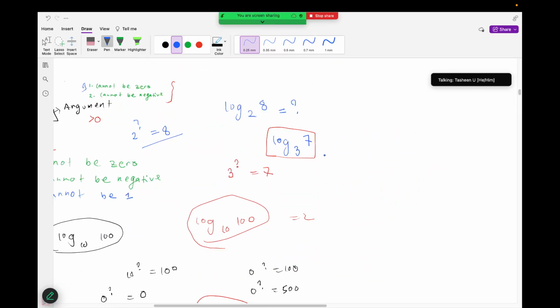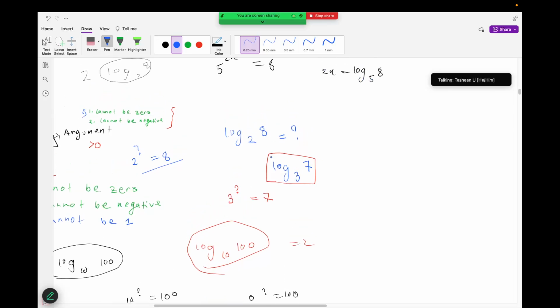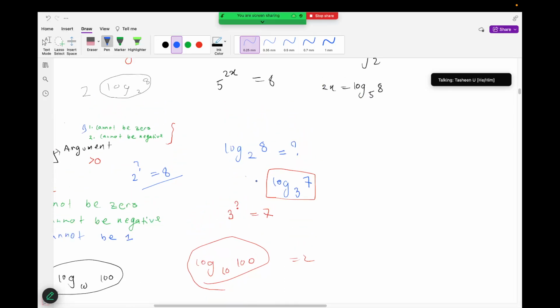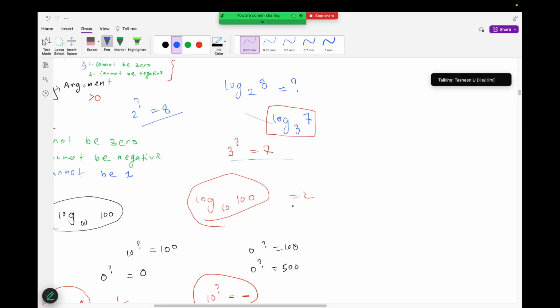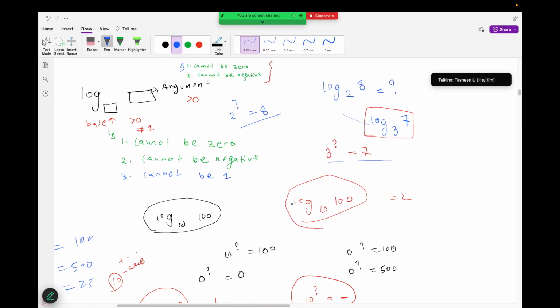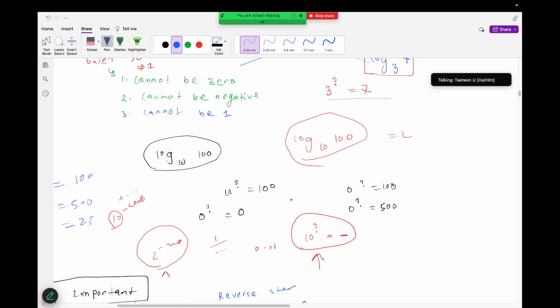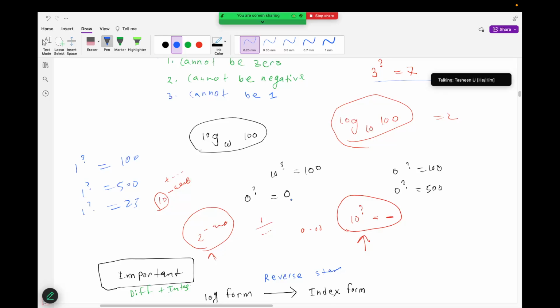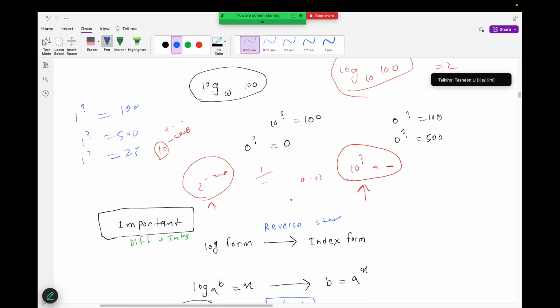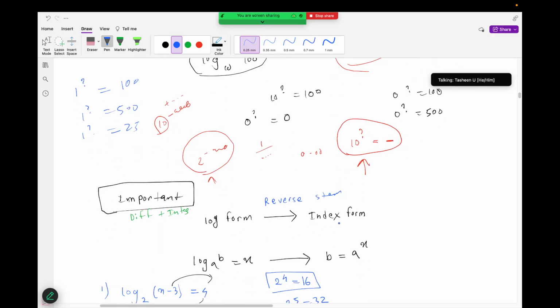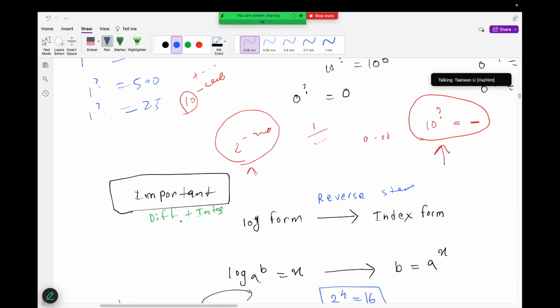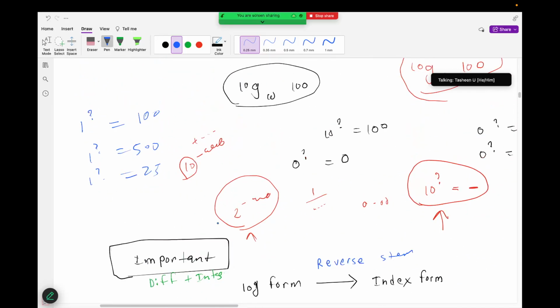And I don't remember what the meaning of this is, why did I write it, anyway. So we have learned how to convert from exponential to logarithm form, and we should also be able to convert from logarithm to index form, the reverse step. This is very important for your differentiation and integration.